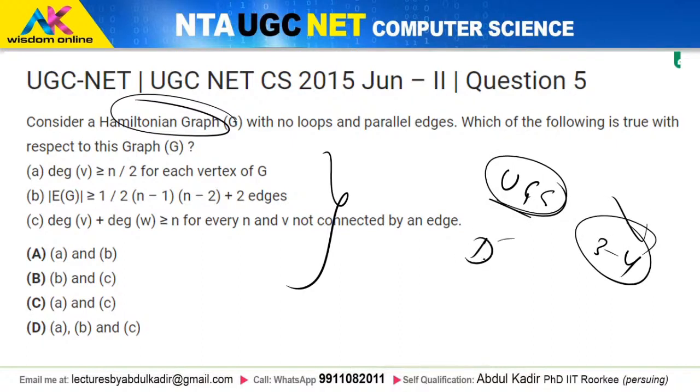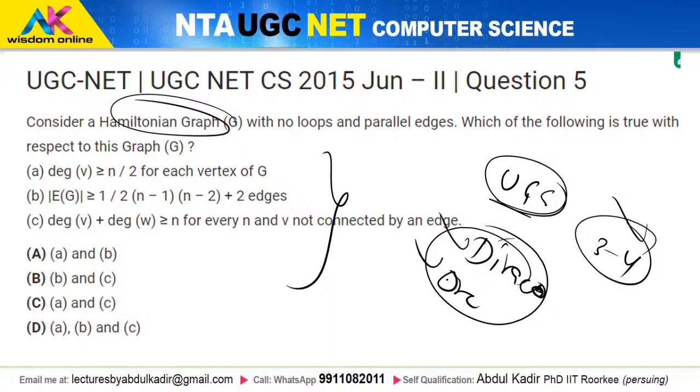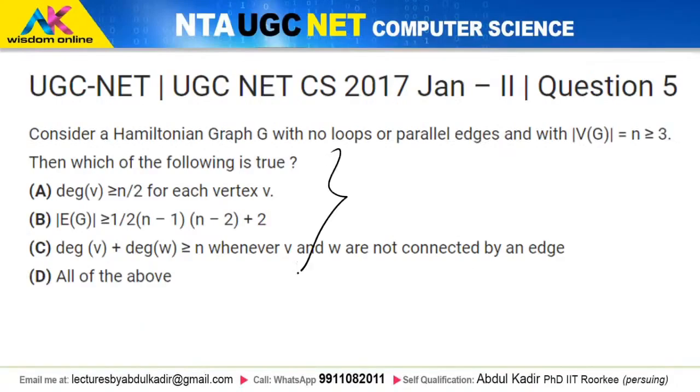From the UGC point of view, Dirac's theorem and Ore's theorem are important. Just read the statements of these two theorems and you can answer the questions. From the GATE point of view it is not important. Again the same question, the same Dirac and Ore theorems. They have asked it three or four times, copying their own question every year.